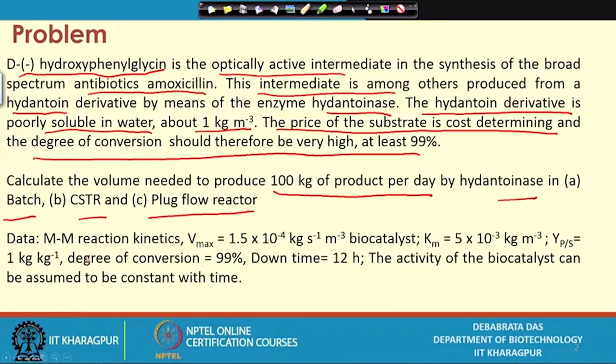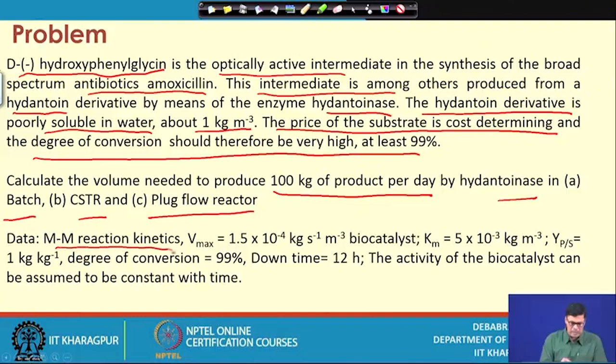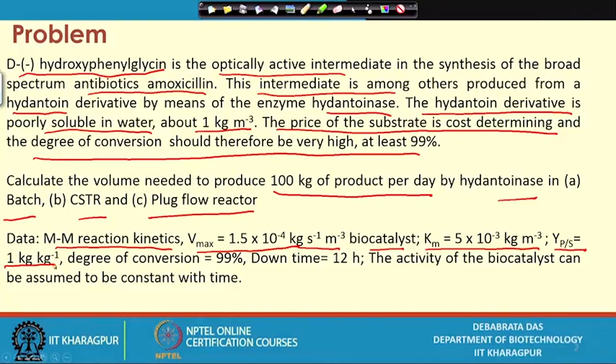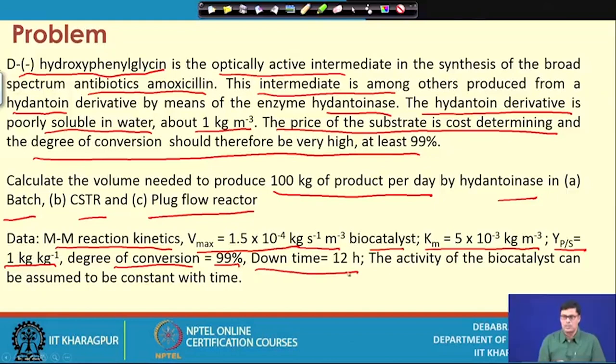Now, different kinetic constants are given, like Michaelis Menten kinetics, Vmax is 1.5 into 10 to the power minus 4 kg per second per cubic meter of biocatalyst. Km value is given. Yp by s means the product by substrate yield. That means this indicates the stoichiometry of the process. That means 1 kg of substrate produces 1 kg of product. And the degree of conversion, as mentioned above, is 99%. And downtime is 12 hours.